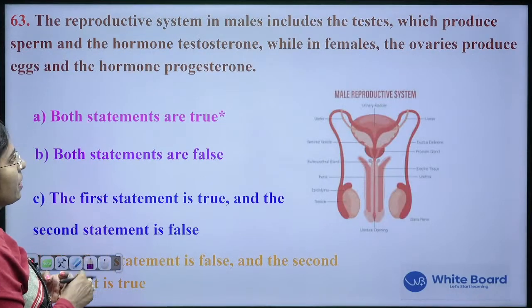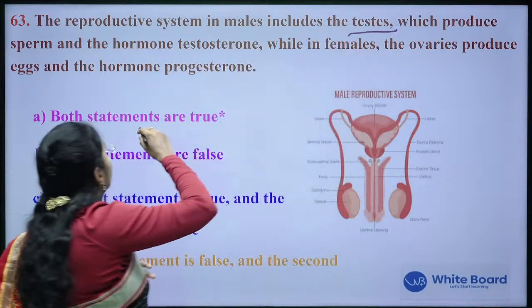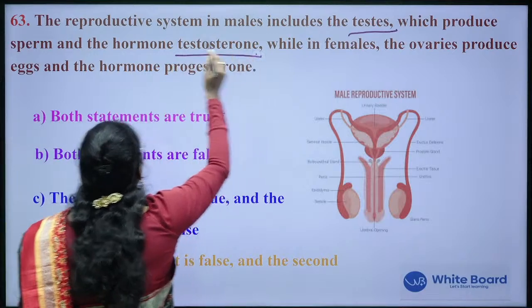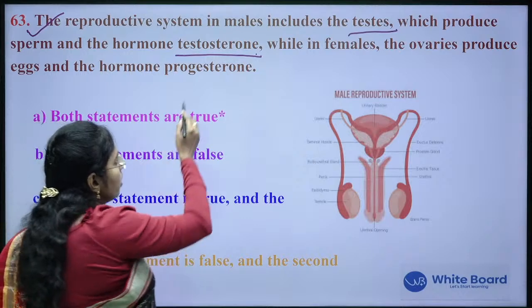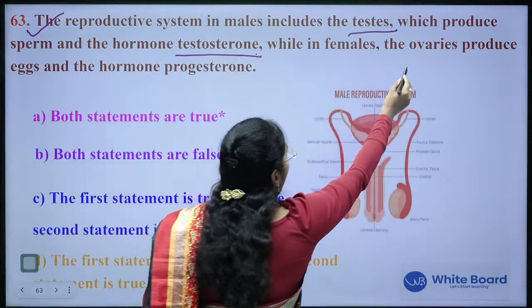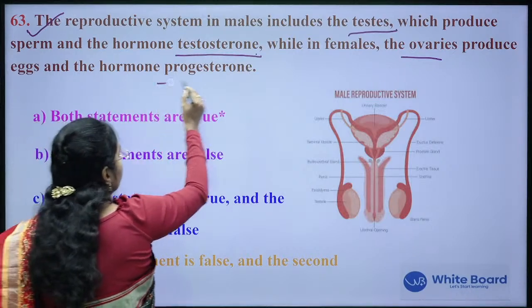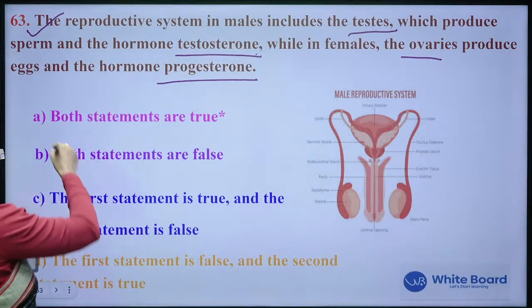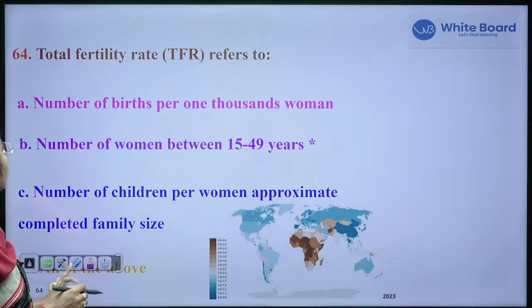The reproductive system in males includes testes, which produce sperm and the hormone testosterone. Okay, that is correct, right? And next, testes produce testosterone hormone, while in females, ovaries will produce eggs and the hormone is progesterone. The 2 statements are correct. So, both statements are true. This is also a direct question. Coming to the next question.